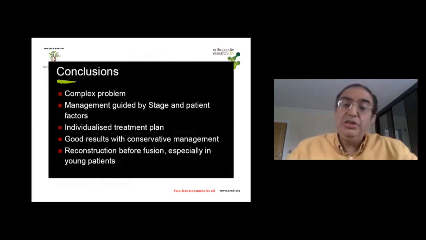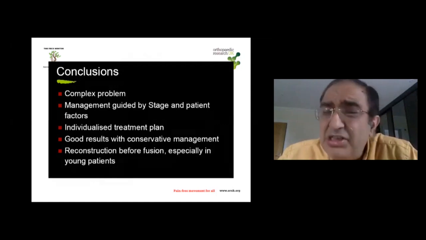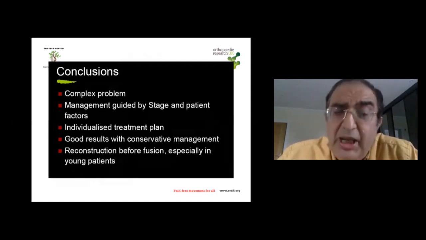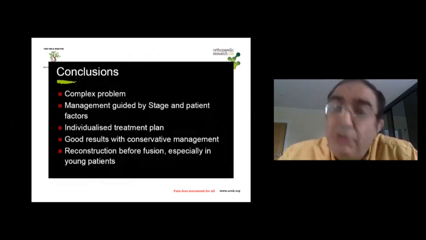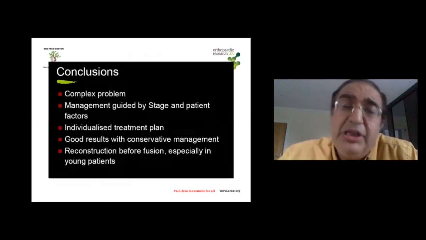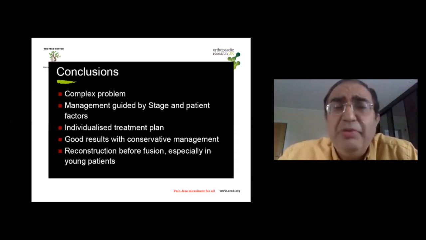So the conclusion is tib post is a complex problem. It needs to be managed depending on what stage it is and what the patient's symptoms are. And you have to have an individualized treatment plan. And results are quite good with conservative treatment, but obviously you need to go in early if you go into stage 2 to prevent a stage 3.